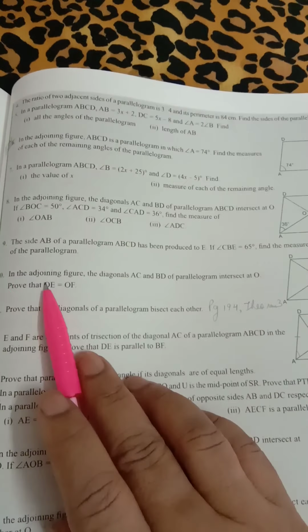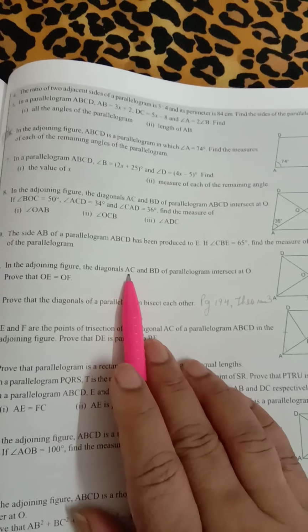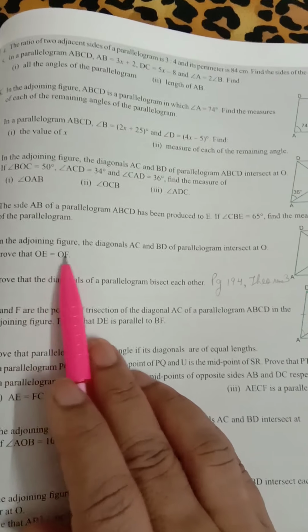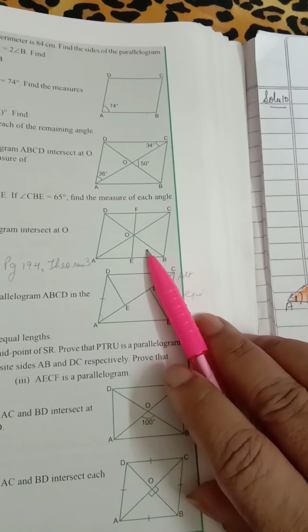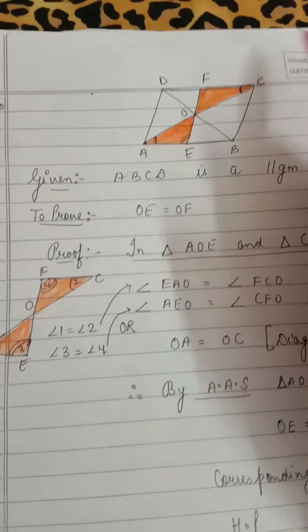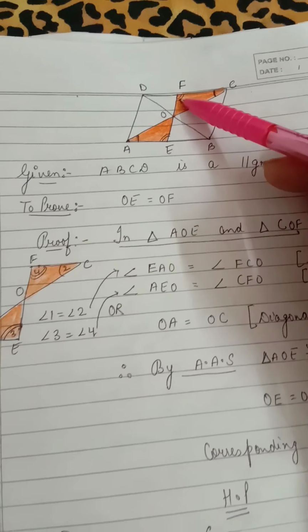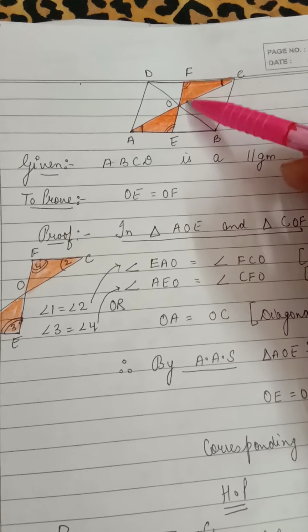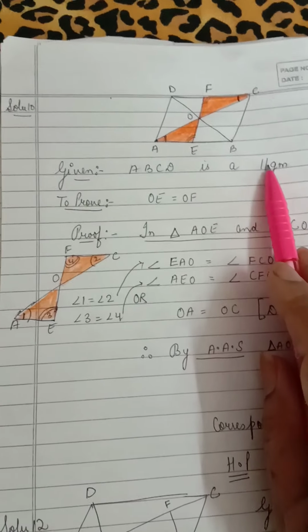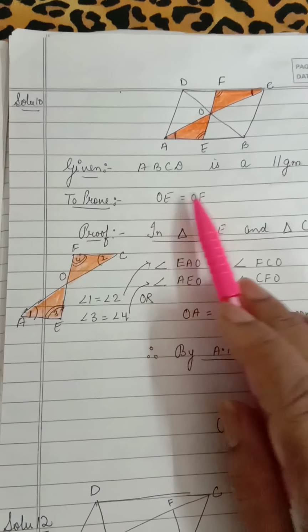Number 10. In this figure, diagonals AC and BD intersect at O. You have to prove that OE is equal to OF. This is the figure, and you have to prove OE is equal to OF. Now as you have to prove something, I'll go with the congruency part. Given is a parallelogram ABCD. To prove is OE equal to OF.